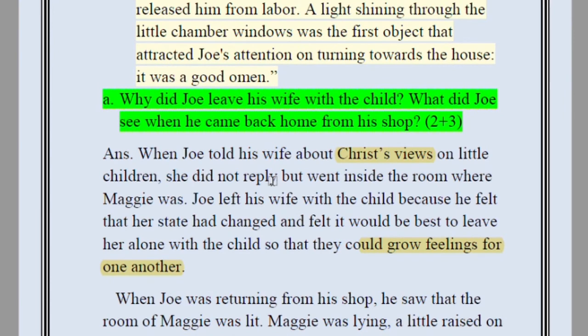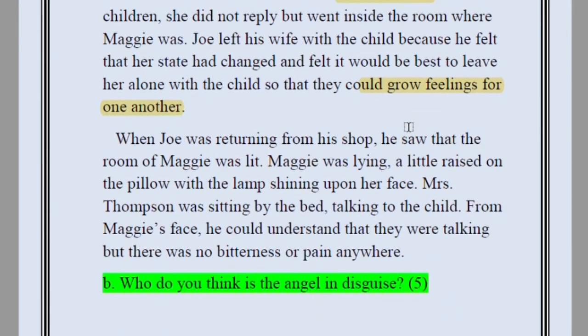What is the second part? What did Joe see when he came back home from his shop? This part is a direct question, you already know. When Joe was returning from his shop, he saw that the room of Maggie was lit.